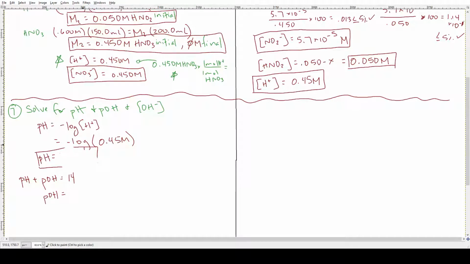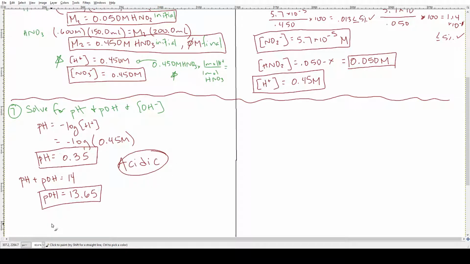The pH is equal to 0.35. If you plug that in your calculator, that's what you should get, which would make my pOH equal to 13.65. Awesome. So I can tell if it's acidic or basic based off of that, or neutral. What do you think? Very, very low pH means it is acidic.